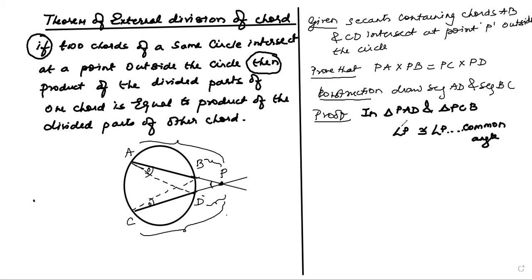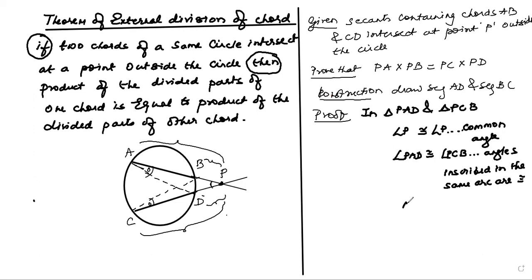Common angle. Then angle PAD is congruent to angle PCB, angles inscribed in the same arc are congruent. So triangle PAD is similar to triangle PCB by a test of similarity.